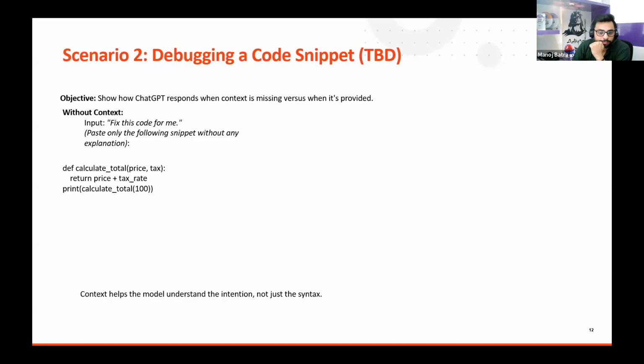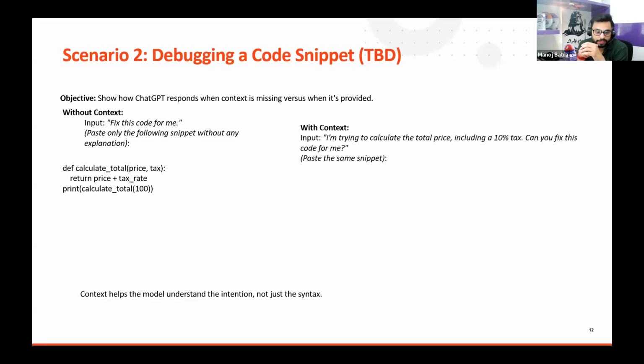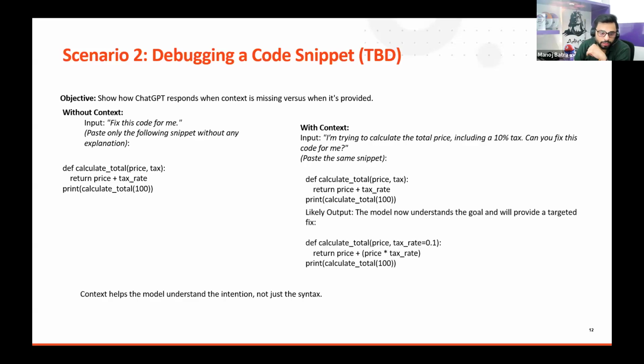But if I add some context here, what I'm trying to achieve, so maybe I can say I'm trying to calculate the total price, which includes a 10% tax. Can you fix the following code for me? And I'll again pass the same code here. So in both scenarios, I am passing the same code, but the context here is very different. Now ChatGPT knows the tax here is 10%, right? So this is how my model understands the goal and provides a targeted fix.